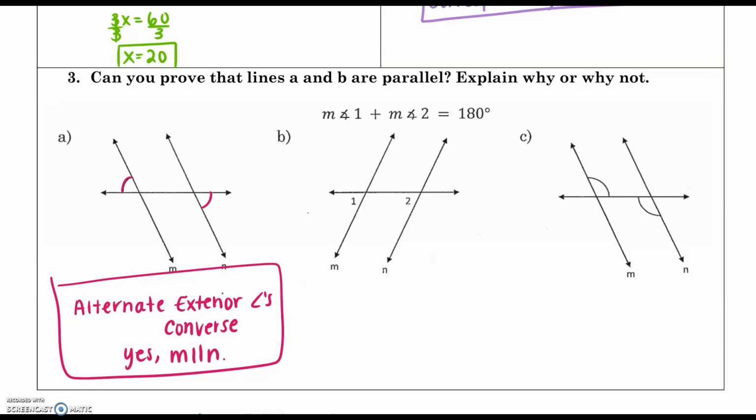For the next one, angle 1 and angle 2 are in the same position, so these are corresponding angles. And we know that corresponding angles must be congruent. But in our problem here, it says that the measure of angle 1 plus the measure of angle 2 is equal to 180 degrees. So that information doesn't really help us. That doesn't tell us that angle 1 is congruent to angle 2. That tells us that angle 1 and angle 2 are supplementary. And remember, our corresponding angles must be congruent. So in this case, no, we don't have enough information.